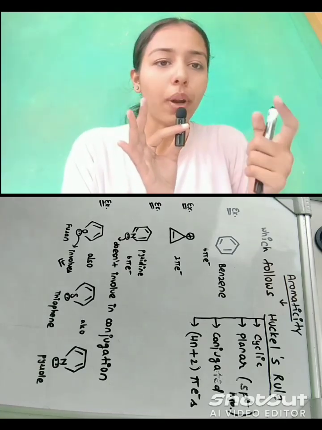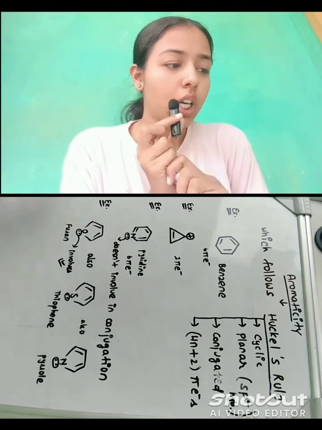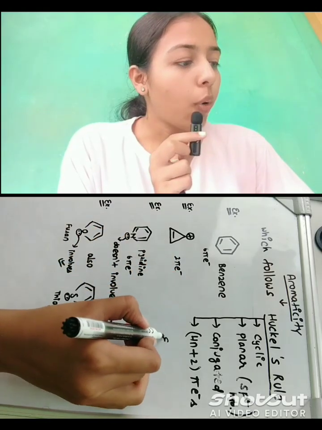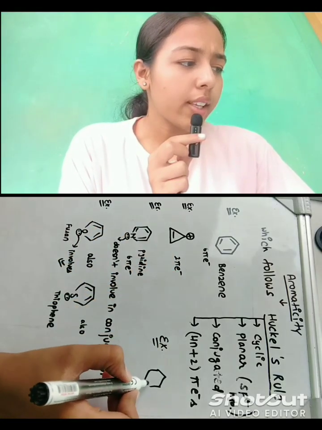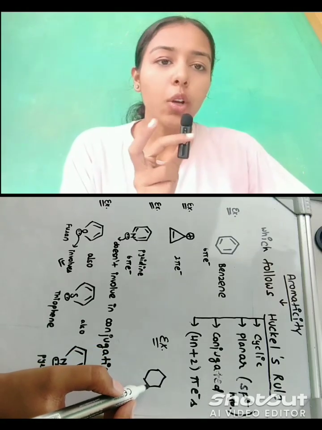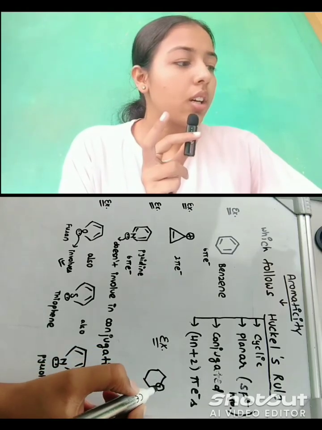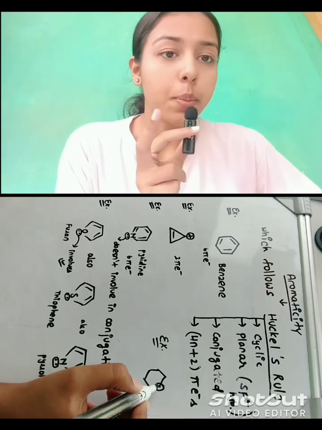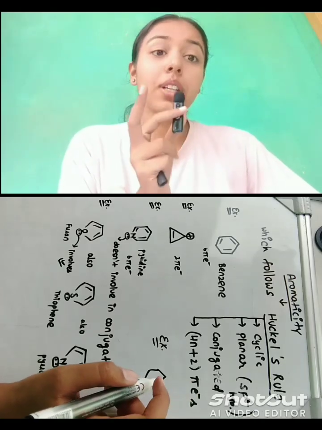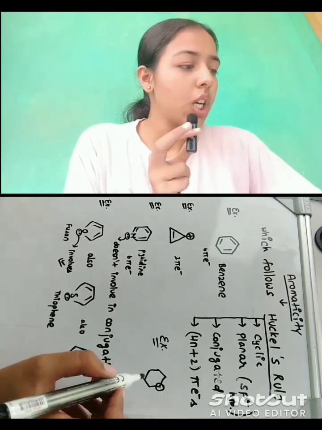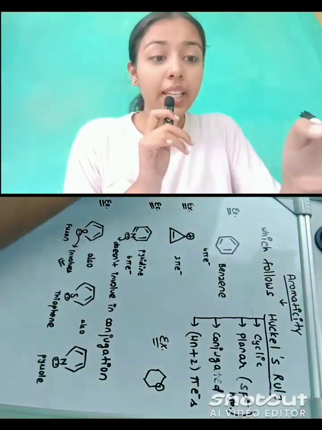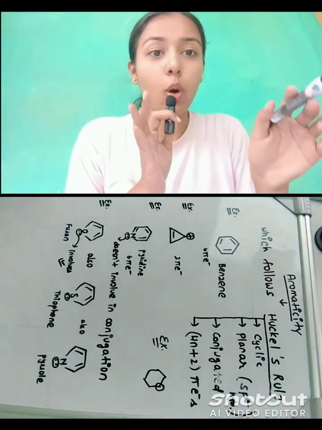Now, what is non-aromatic? For example, if I take cyclohexane, this is non-aromatic because it is sp3 hybridized. First of all, it is cyclic, but it is not planar. So this rules it out from Huckel's rule. So we have these anti-aromatic and non-aromatic compounds as well.